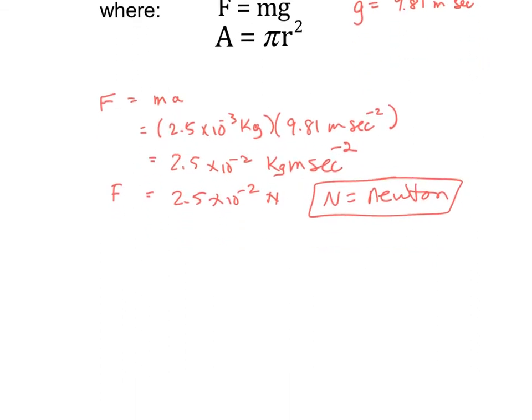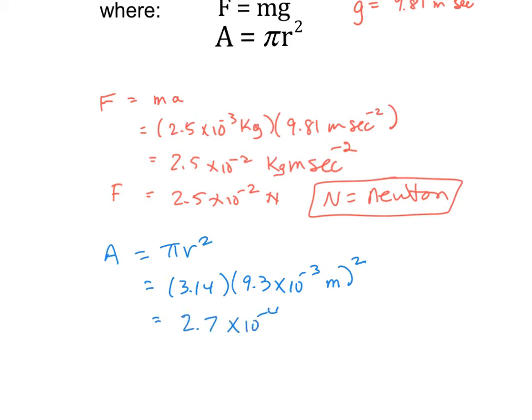The area is pi r squared, and we're given that the radius is 9.3 millimeters. So this is going to be pi, we'll just say 3.14. You put it in your calculator, you get higher sig figs. 9.3 times 10 to the minus 3 meters, converted from millimeters, and that'll be squared. So this is 2.7 times 10 to the minus 4 meters squared.